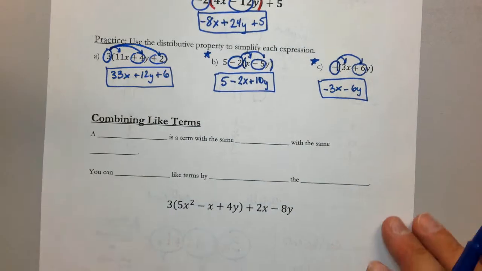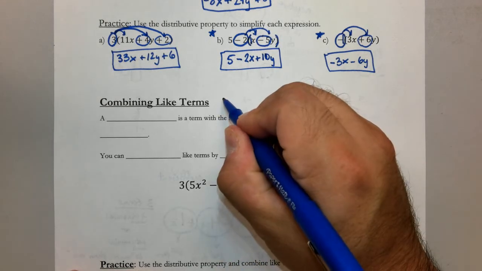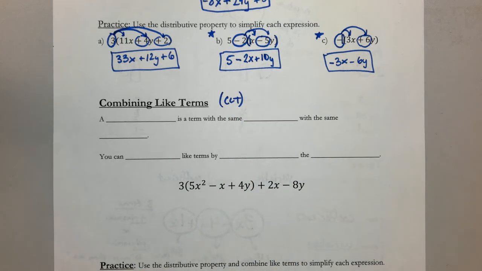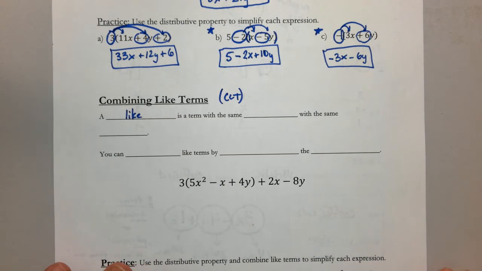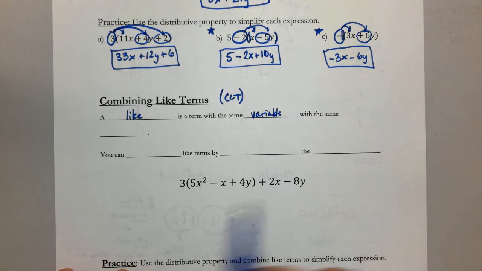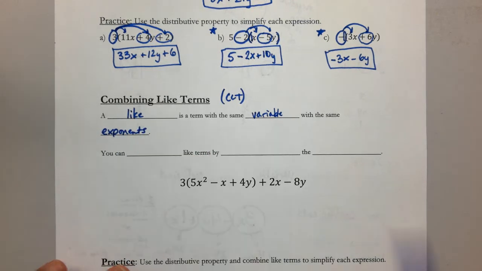But all of this leads up to combining like terms, something that either you did last year or now you're going to be introduced to it. I like to call combining like terms for short, I call it CLT. And it's pretty basically what it sounds. You're just grouping things together that are similar. So a like term is a term with the same variable that has the same exponents. And I'll explain that in a minute.